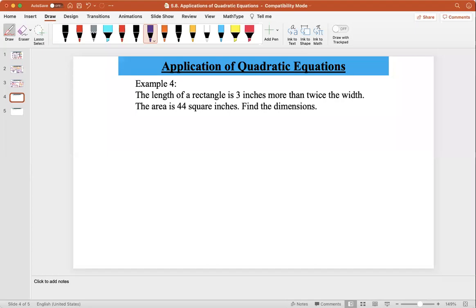The length of a rectangle is 3 inches more than twice the width. The area is 44 square inches. Find the dimensions. It's best to represent a geometric problem using an illustration, so we can illustrate the rectangle involved to represent the sides or dimensions of the figure.